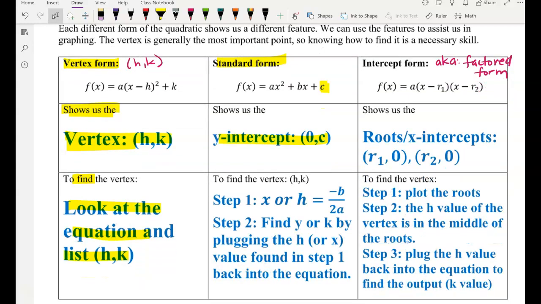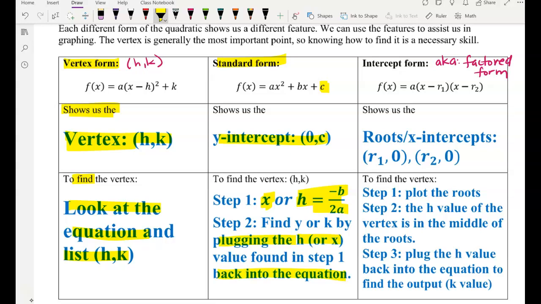But again, the vertex is the most important, so we do have to find the vertex, and we did this already in a prior skill. Step number one, find the H value, which is also an input, so you can also write X equals. Just know that it is the vertex input, so that's why we use H. It's going to be negative B over 2A. Once we have that H value, students, we plug the H or the X value you found in step one back into the equation to get K.